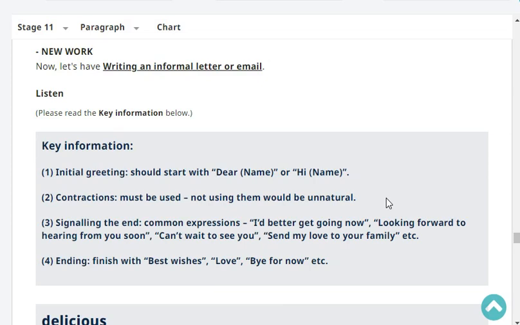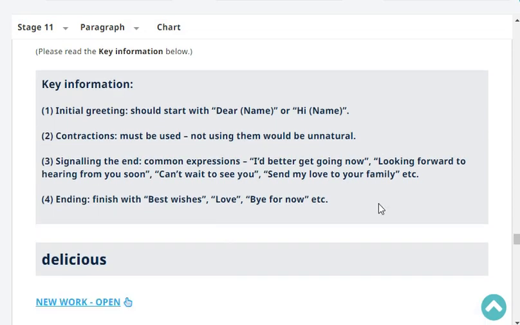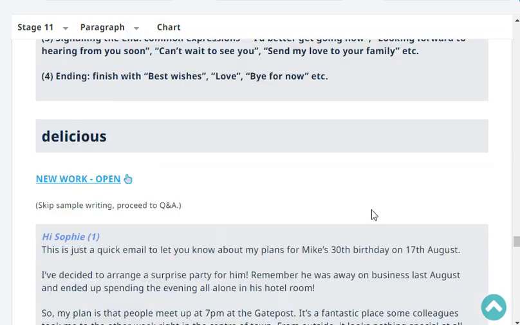Signaling the end: when you're about to end the letter, the common expressions used are I'd better get going now, looking forward to hearing from you soon, can't wait to see you, send my love to your family, etc. And then finish it with best wishes, love, bye for now, etc.